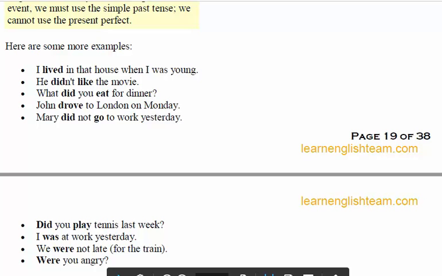Did you play tennis last week? I was at work yesterday. We were not late for the train. Were you hungry? So these are some times and places where you can use the simple past tense.